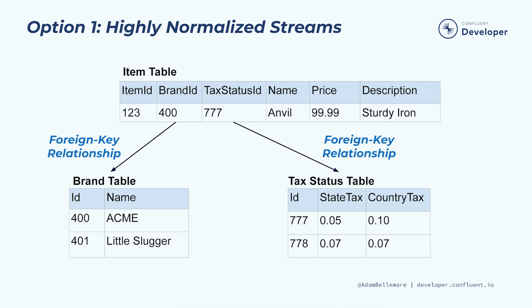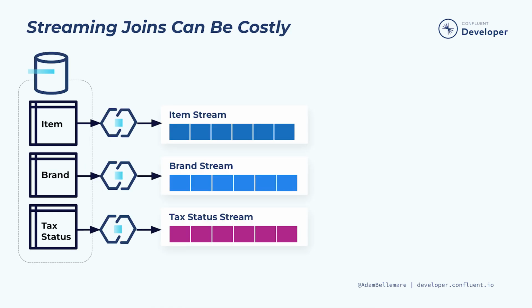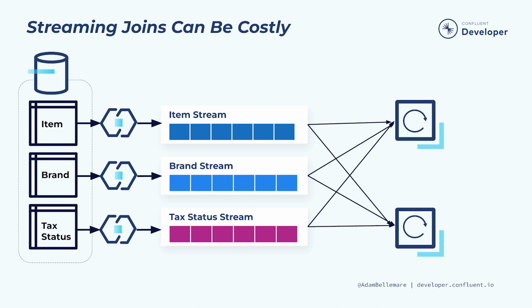Looking back at the item, brand, and tax status relationship, we can see that there are 3 tables and 2 foreign key relationships. We then hooked up a Kafka connector to each of these tables and created 3 topics that mirror the tables one-to-one, including the foreign key relationships. If an item's brand and tax status prove to be highly utilized by consumers, then we're going to see each consumer service having to resolve the foreign key relationships over and over again. On their own, they don't make for very useful events.